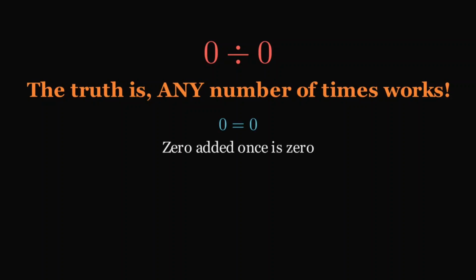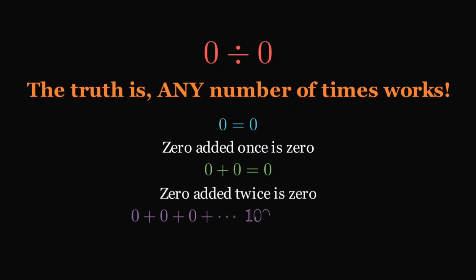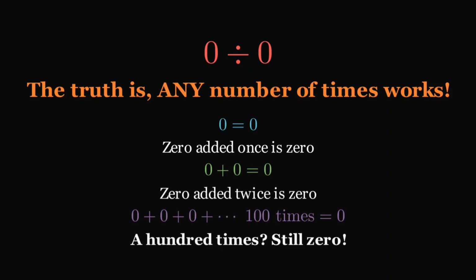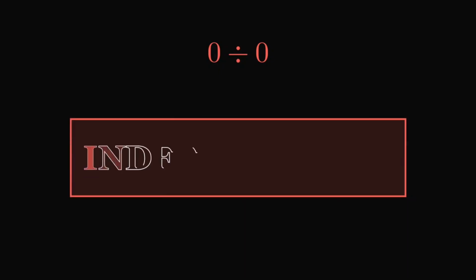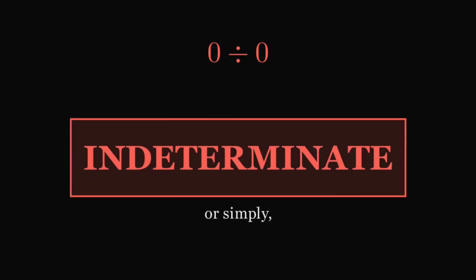0 added once is 0. 0 added twice is 0. 100 times, still 0. So there isn't one unique answer. And since division needs to have a single, definite result, mathematicians say 0 divided by 0 is indeterminate, or simply not defined.